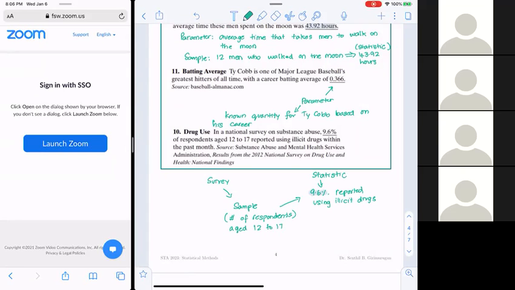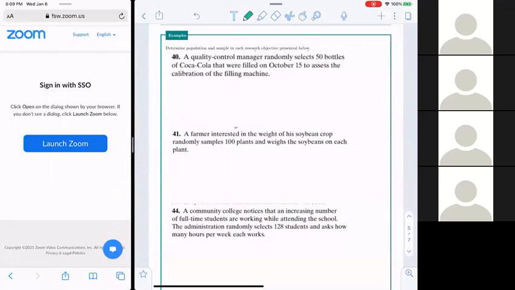So always remember that in order to call a quantity a statistic, we must have a sample of observations collected from a population and use that sample to compute the value of the statistic. So in these problems, we have to determine the population and the sample.